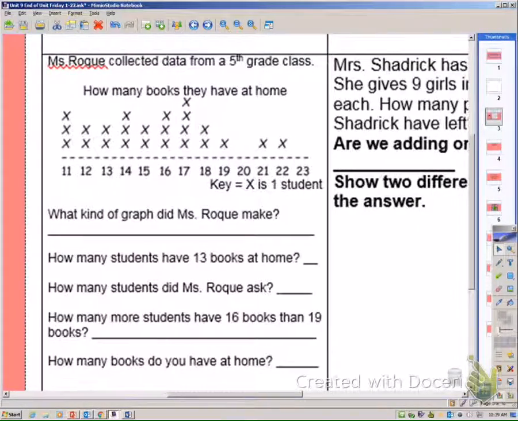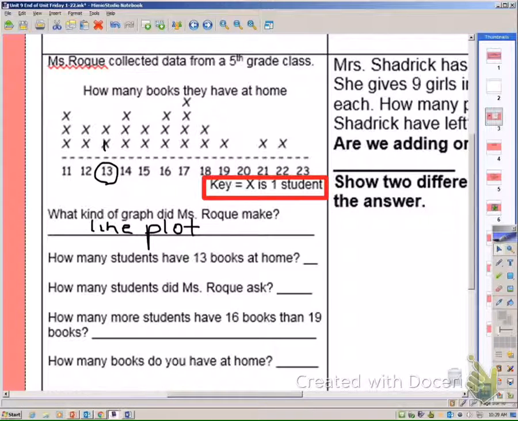And it says Miss Roque collected data from a 5th grade class. The title is how many books they have at home. Okay, remember this is a line plot because it uses X's, and we need to pay close attention to the key. So we know the key is an X is 1 student. So what kind of graph did Miss Roque make? She made a line plot. How many students have 13 books? So I need to find the 13, and there are 1, 2.